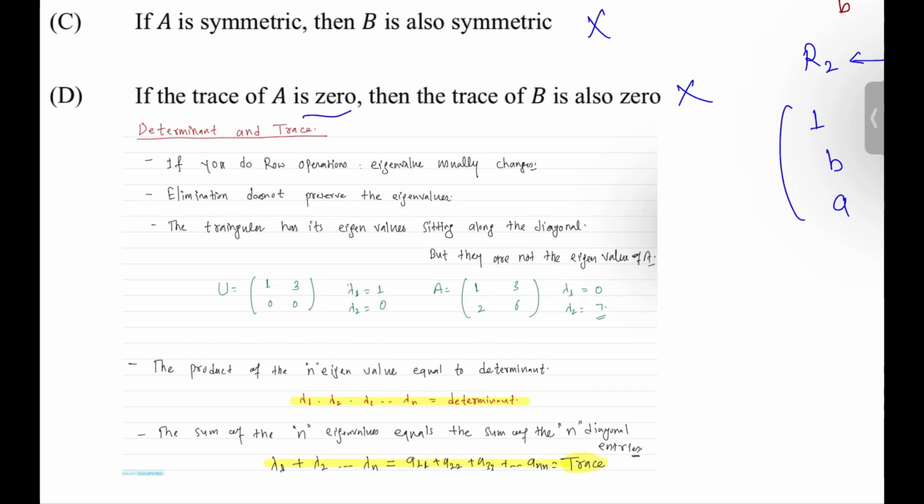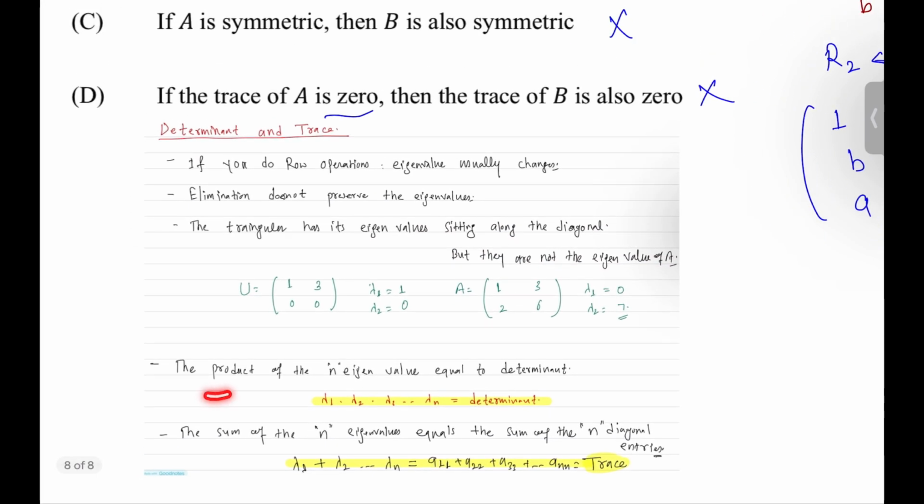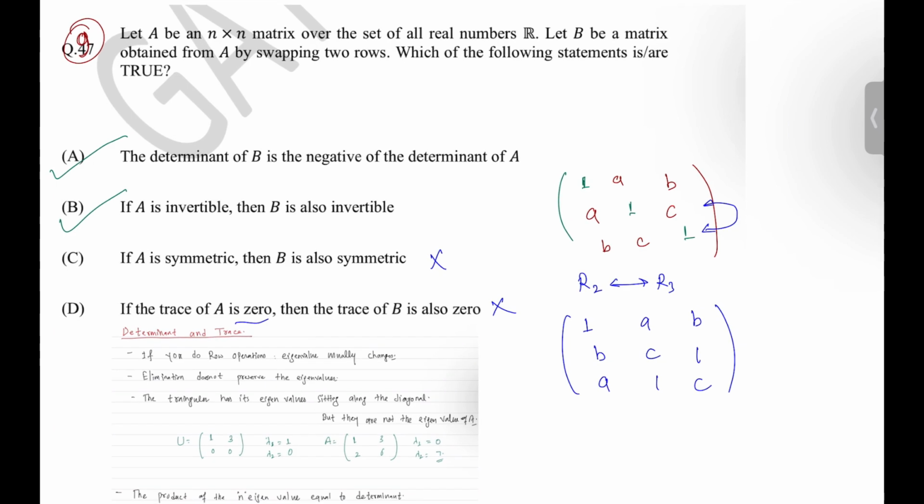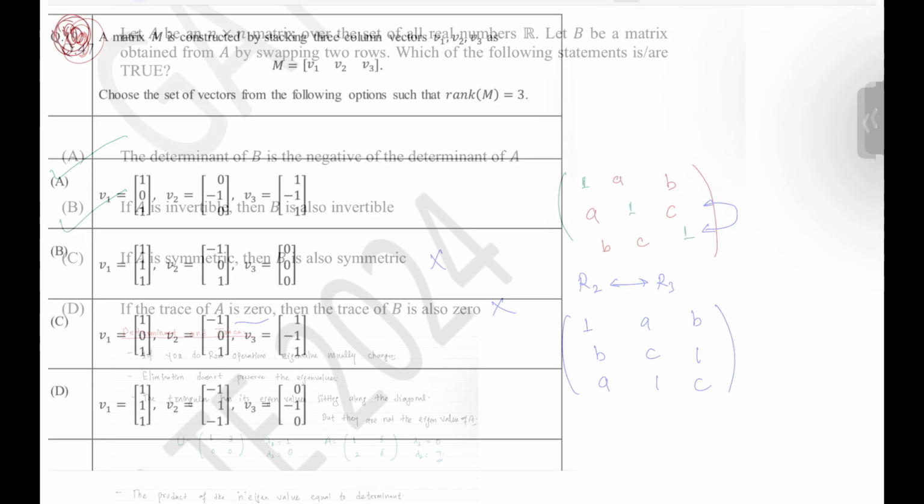And these are very common points: the product of the n eigenvalues equals the determinant, and the sum of the n eigenvalues equals the sum of the n diagonal entries. That is what we call the trace. This is a very well known concept to all of you. Alright, we can proceed with the next example.